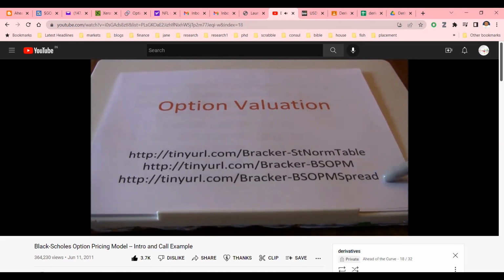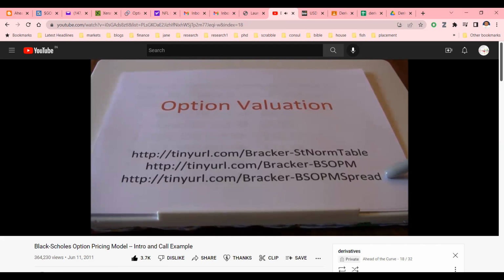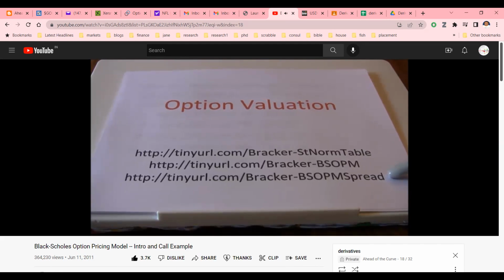And the last is a spreadsheet. After we walk through this by hand, you might find it's a lot easier to use an Excel spreadsheet. If you want to do that, this spreadsheet that I made up walks through the Black Scholes option pricing model. You plug in the inputs and it spits out the value of the options, as well as some other information that might be useful as you get into options analysis. So if you want to pause right now, go get those files, and then come back, we'll start the video.